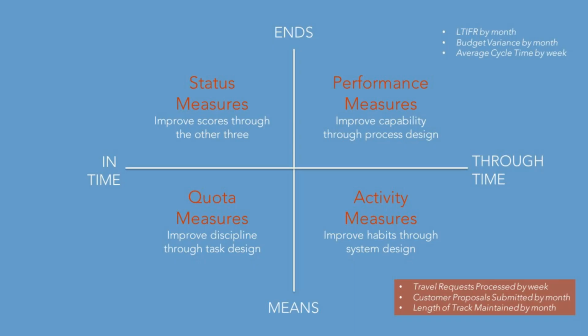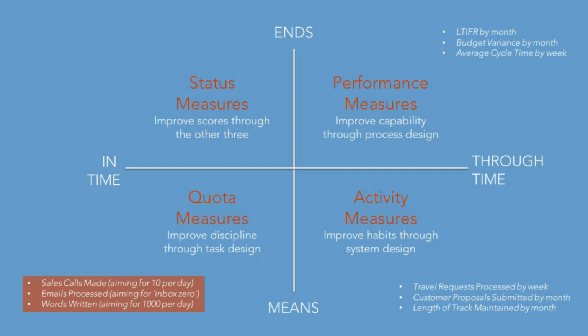Like performance measures, we can use XMR charts to monitor activity measures. Now, examples of activity measures are KPIs like these: travel requests processed by week, customer proposals submitted by month, length of track maintained by month.